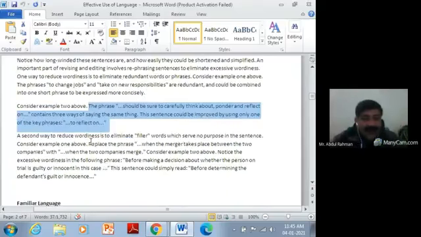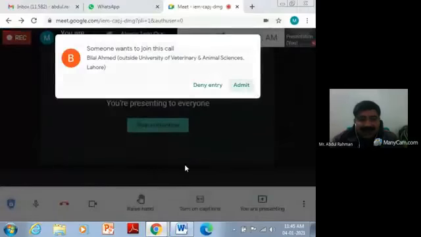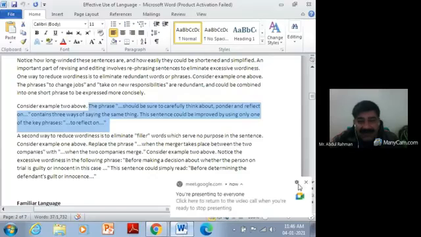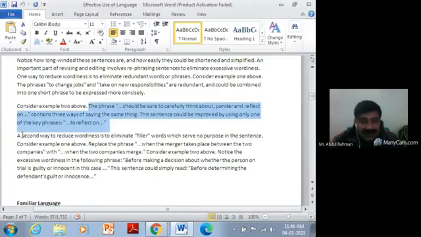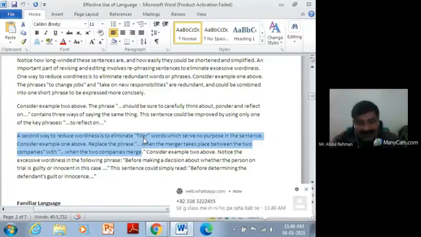And then in the case of the second example, here you can see a way to reduce wordiness is to eliminate fillers. What are fillers? Fillers are those words that are present in the expression but do not carry particular meaning, right? They are just there.